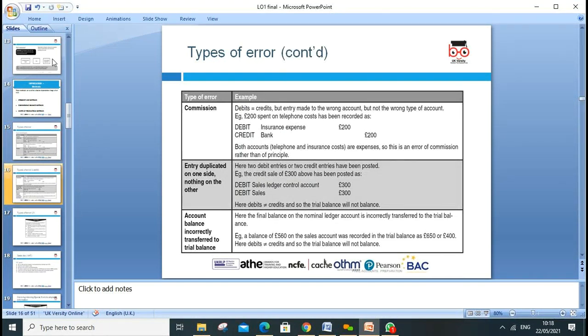Or errors of commission, and entry of duplicates, and accounting balances can be incorrect. So what we need to do is make sure we make the right adjustments. So these are all the types of errors. If you have a question, you can stop me, please. Welcome.